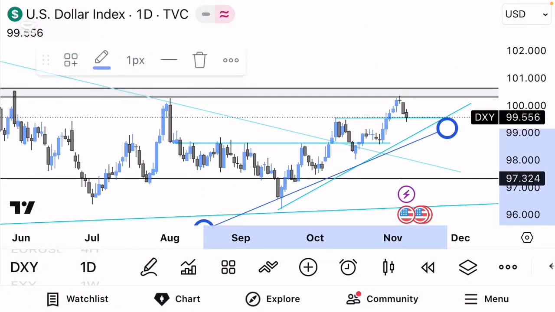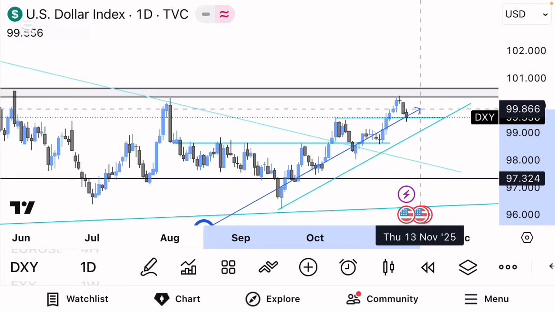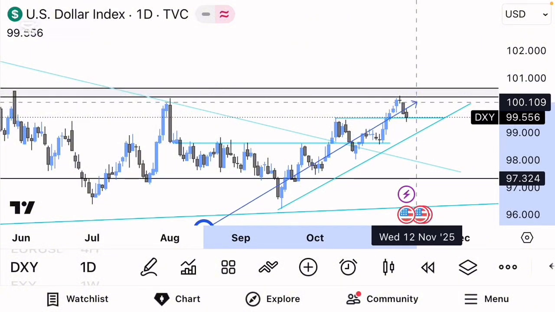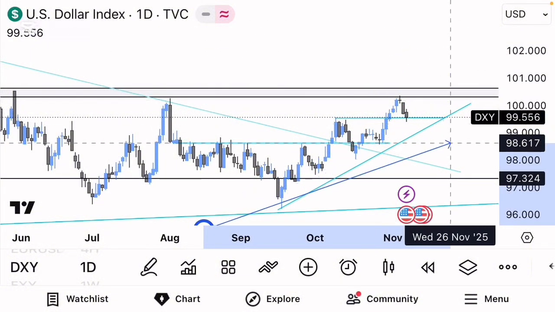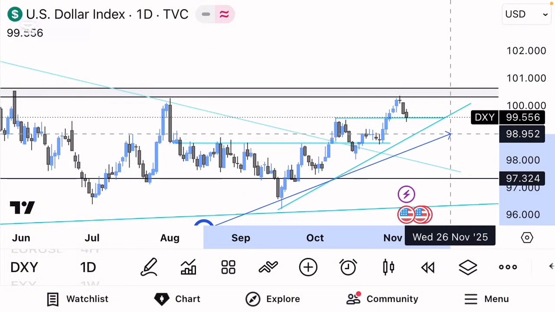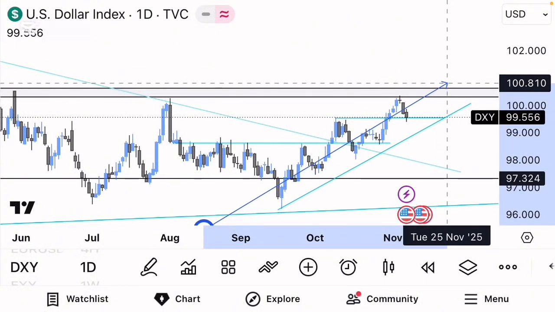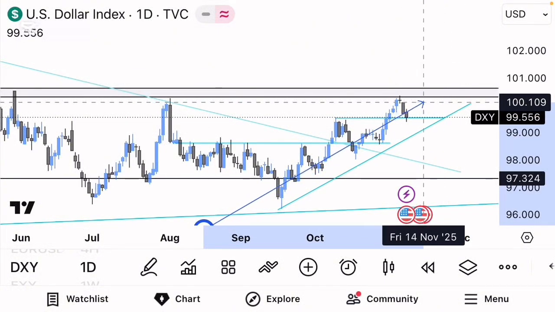We are still very much in a bullish trend right now, but anything can happen because we are at the major level where the market can either break above or retest back to the downside. So let's be careful and let's wait for a clear direction before we jump into trade this week. So that is it for the dollar index.